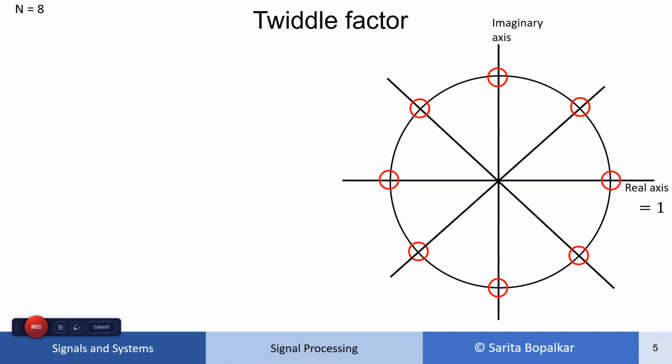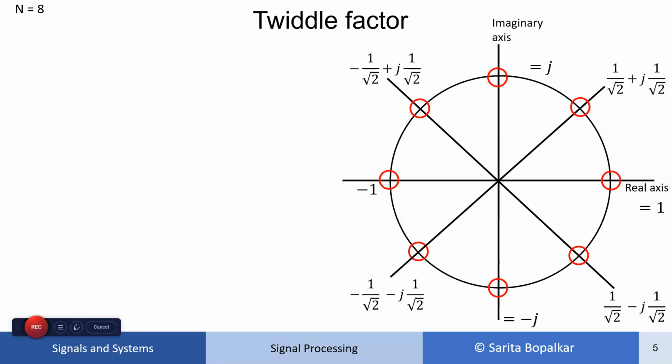So this is 1 at angle 0, then 1 by root 2 minus j 1 by root 2, then minus j, then minus 1 by root 2 minus j 1 by root 2, only the sign changes, minus 1, and so on. So you can check, we know these values. Real axis 1, minus 1 at angle 0, pi, then minus j, j at angle pi by 2, 3 pi by 2.